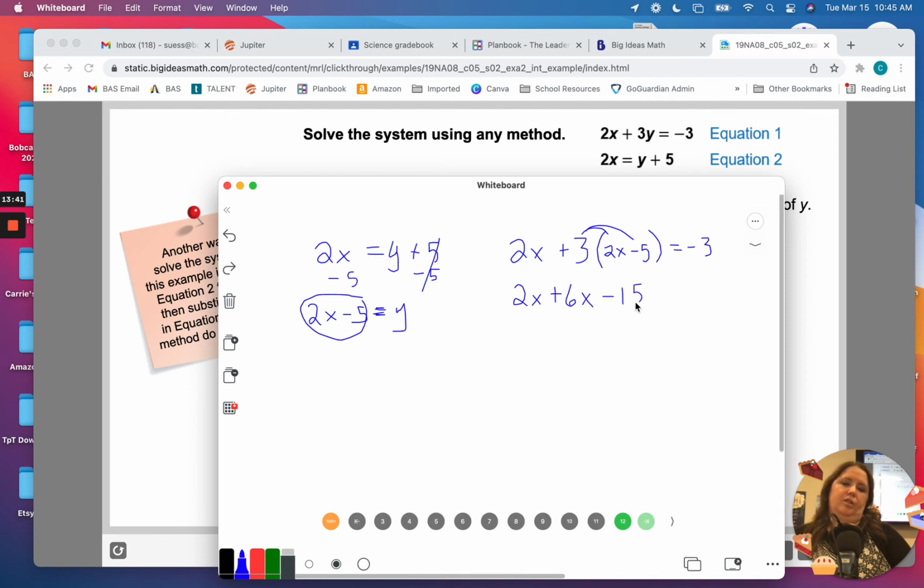Okay, and then just finish rewriting. Okay, do I have any like terms? Yes, the 2x and the 6x. What's 2x plus 6x? 8x. Okay, then just finish writing.